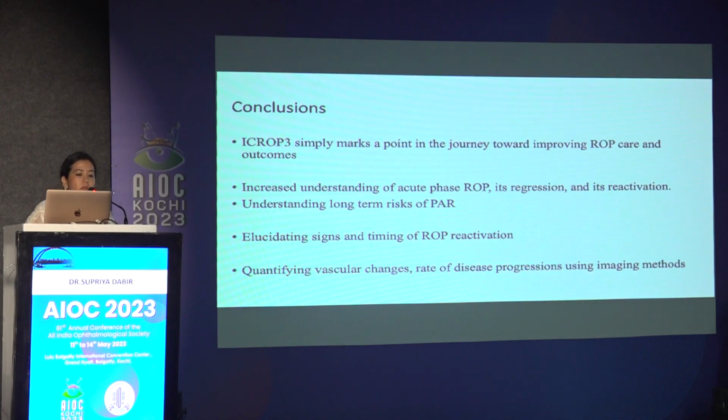So what ICROP3 is, is just a point in the journey towards improving ROP care and outcomes. It helps us to understand this acute phase ROP, regression, reactivation, the long-term risks of this peripheral avascular retina, and how long we need to follow these reactivation cases, and helps us quantify using our imaging methods.